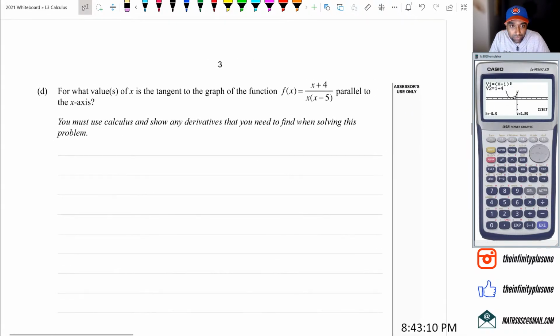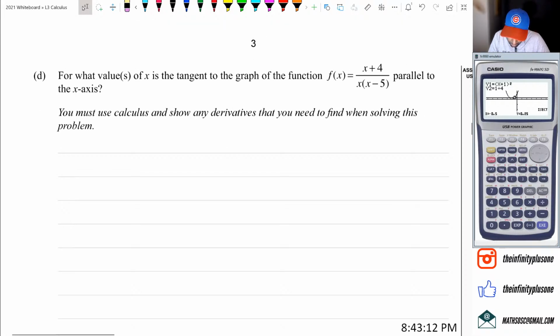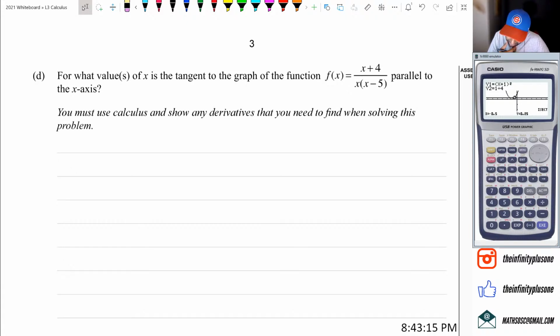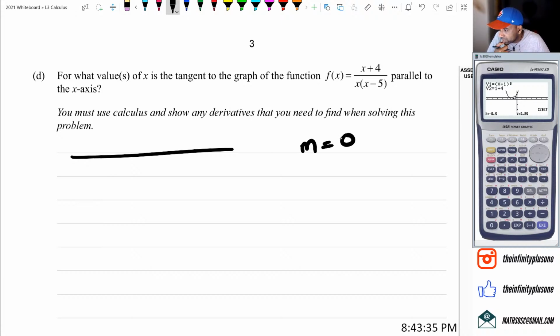Next up, we've got question D here. We've got to figure out what values of x the tangent to the graph is parallel to the x-axis. We've got some sort of graph here, and we want to find where it's parallel to the x-axis. If it's parallel to the x-axis, then the gradient is equal to 0. So all we've got to do is differentiate this function, put it equal to 0, and find out what the x values are.